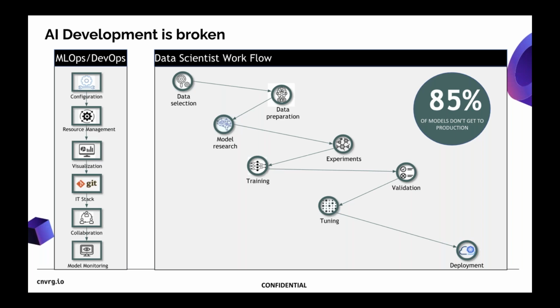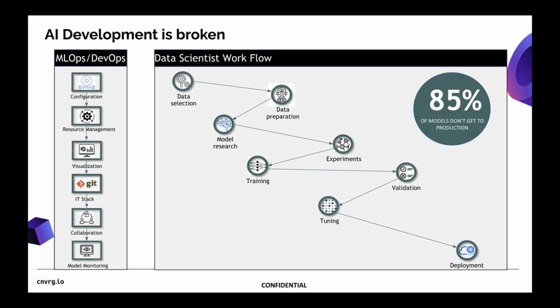When you look at AI in the enterprise, there are 2 main flows. There is the DevOps flow, what's called today MLOps, which is all about resource management, the infrastructure, visualizing the models in production, integrating to the existing IT stack like Git or Jira or whatever. And on the right, you have the data science workflow, which is data selection, data preparation, model research, running a lot of different experiments, training models, validation of models, tuning models, and eventually model deployment. There are so many steps and components in each of those flows, and those 2 flows are completely disconnected. A lot of the time we see different teams managing those different flows.